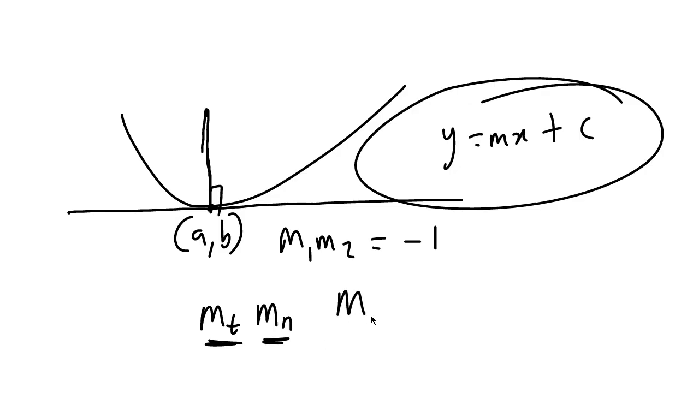So the product mt times mn should be equal to what? -1. So in order to get the slope of the normal, what you simply need to do is -1 over the slope of the tangent. Are you following? You still follow the process of getting the gradient of the curve at the particular point, and then -1 over that value. So -1 over the gradient of the curve at that point. Let me practicalize it.